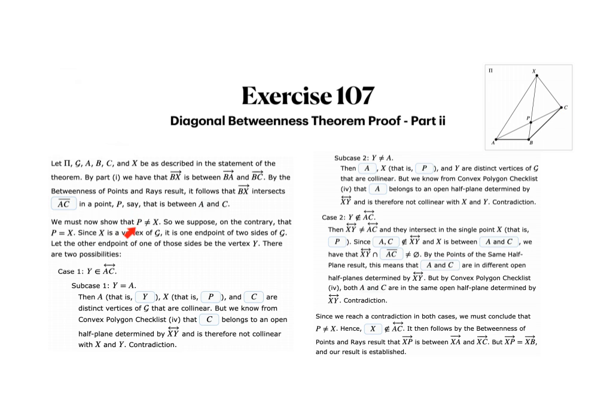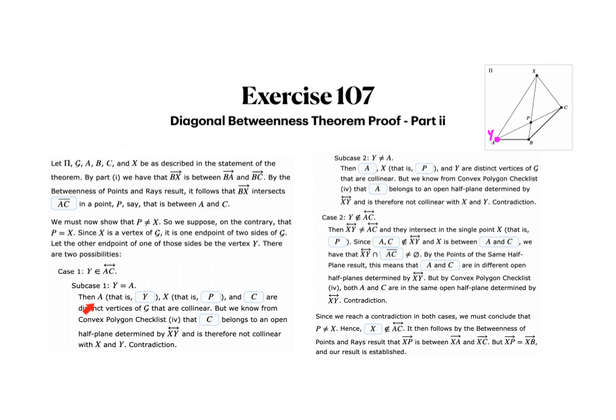We must now show that P is not equal to X. So we suppose, on the contrary, that P is equal to X and look for a contradiction. Since X is a vertex of G, it is one endpoint of two sides of G. Let the other endpoint of one of the sides be the vertex Y. There are two possibilities. One, Y is an element of line AC. So the first subcase says that Y is equal to A. So you've got to imagine that Y is point A over here.